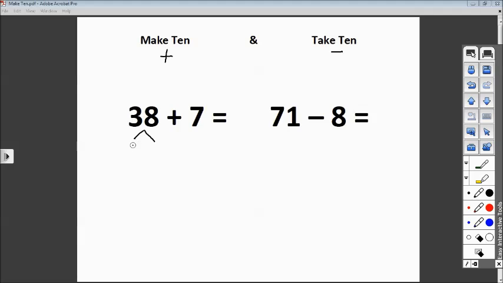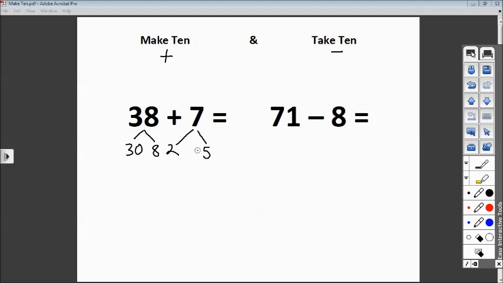You have 38 here, which is broken down into 30 and 8. And what you want to do is make 10 out of this last number in the ones digit. So how can I make 10 quickly and easily? With a 2. 8 plus 2 equals 10. Well, I'm breaking this down from the 7.